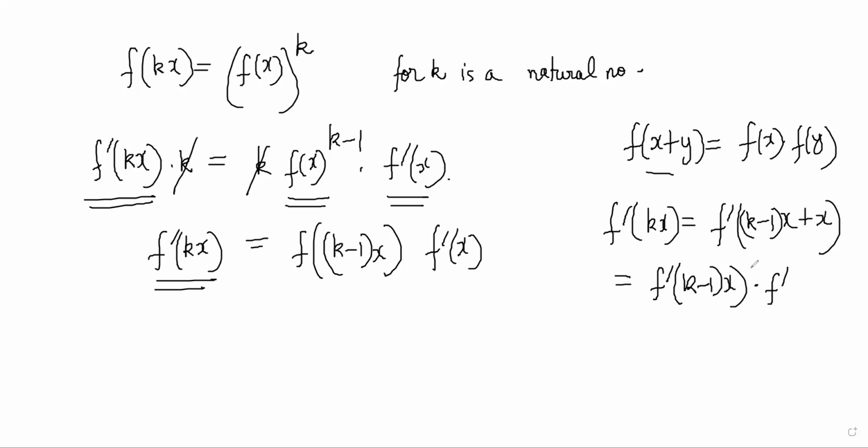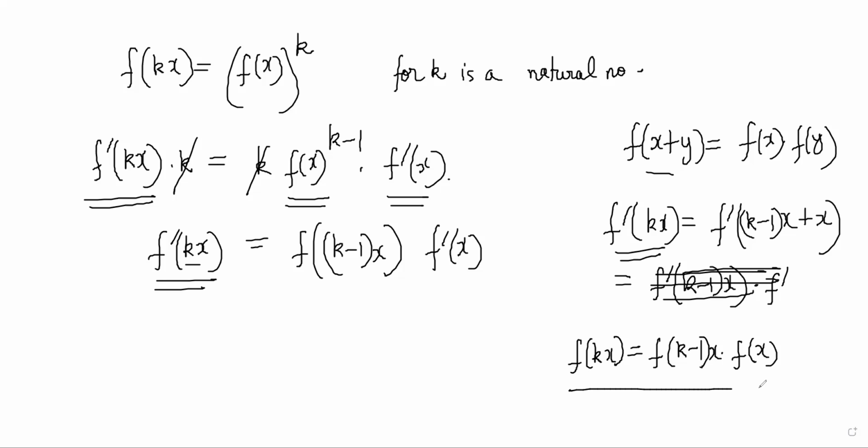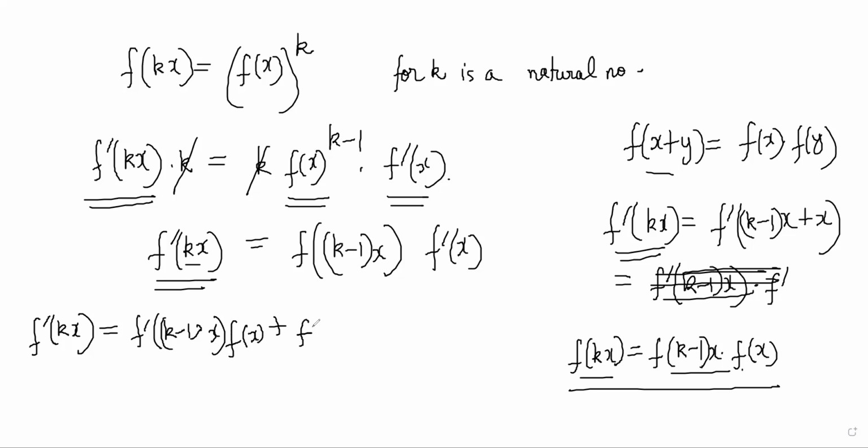Slight problem, because we don't know whether the derivative will split like that. We know f dash kx. I wanted to split this as k minus 1 and 1, right? But what we know is f of kx is equal to f of k minus 1 into x times f of x. So if I differentiate this equation, by the product rule, it will be f dash of k minus 1 into x times f of x plus f of k minus 1 into x times f dash x, right?